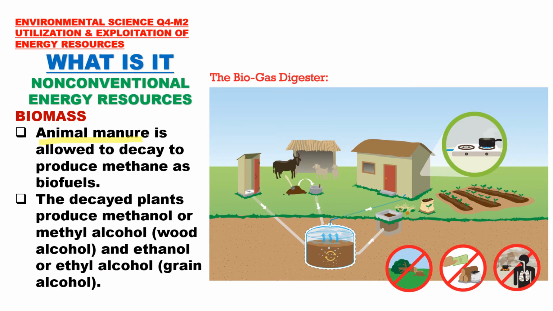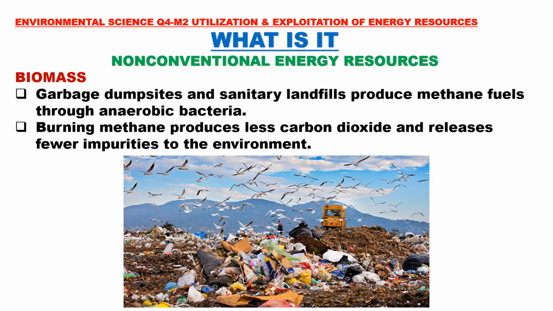Animal manure is allowed to decay to produce methane as biofuel. The decayed plants produce methanol or methyl alcohol and ethanol or ethyl alcohol. Garbage dump sites and sanitary landfills produce methane fuels through anaerobic bacteria. Burning methane produces less carbon dioxide and releases fewer impurities to the environment as compared to burning fossil fuels.